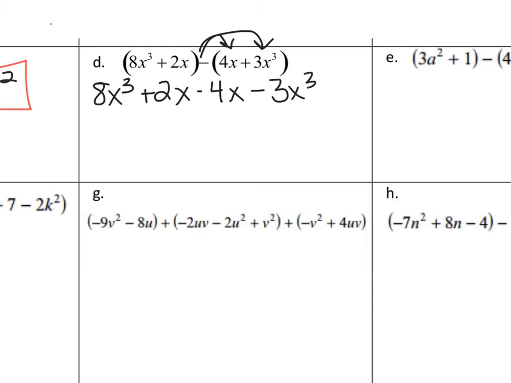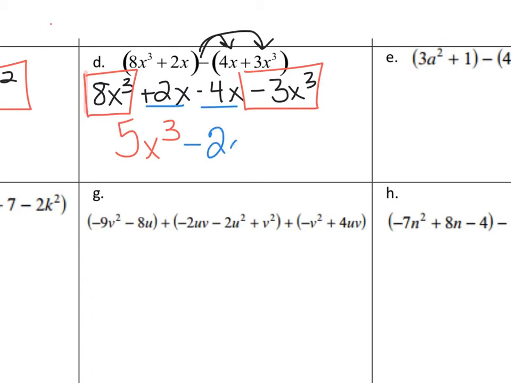And then we can go ahead and combine like terms. I have 8x cubed minus 3x cubed. That's going to give us 5x cubed. And then 2x minus 4x is going to give us minus 2x. And again, that's in standard form. So go ahead and try letter E, F, G, and H, and then come back and check your answers.